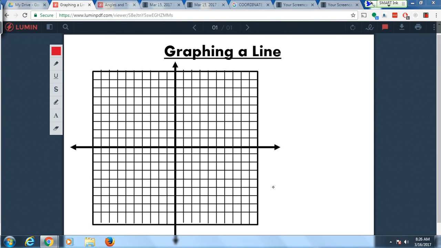All right, kids, here we go. Let's graph a line. God, I'm so jealous that you get to do math as I relax in the jungle in the Philippines. But anyway, here we go.